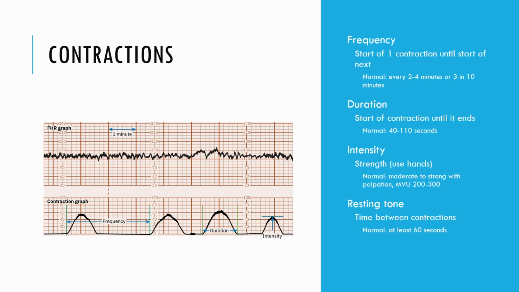The last thing we look at with contractions is the resting tone. Resting tone or resting time is the amount of time where the uterus is relaxed at rest. This is the time in between contractions. So once a contraction ends, you count all the way up until the next contraction starts. You want this to be at least a minute long, at least 60 seconds, as that's the time when the baby is getting reoxygenated and getting the blood supply back when it's not during a contraction.